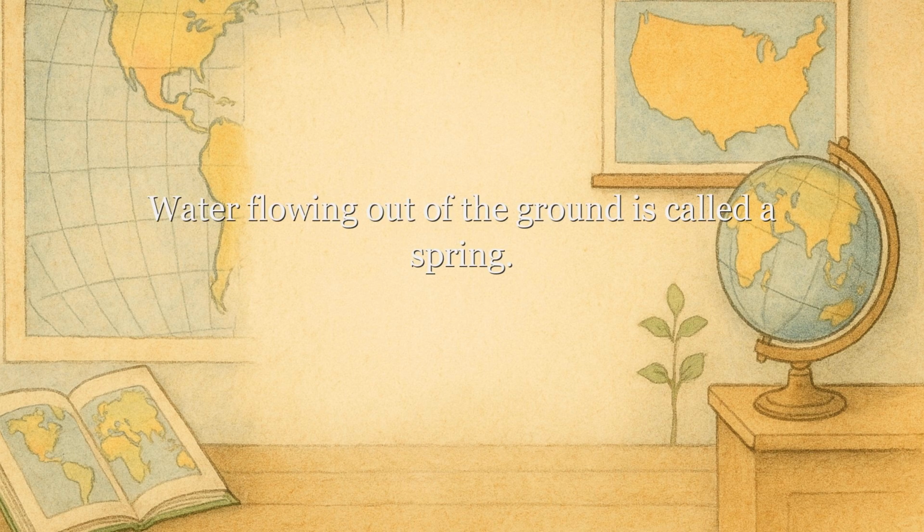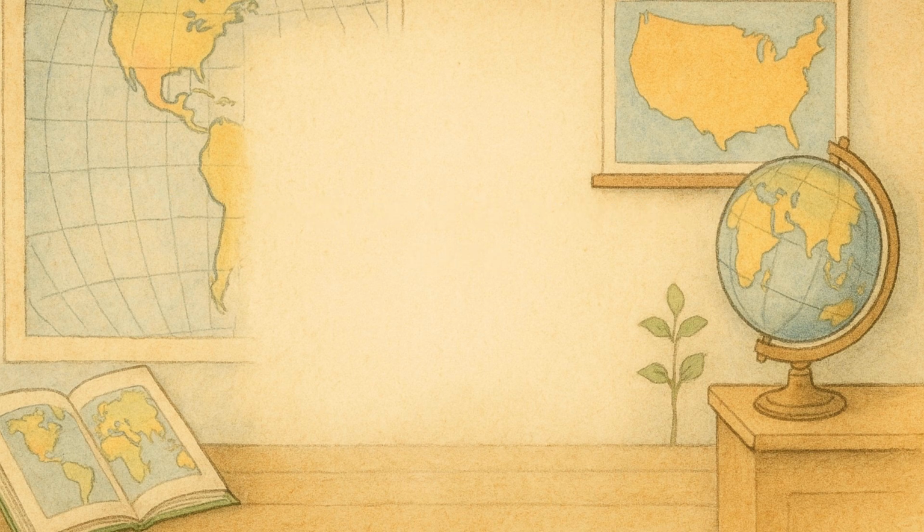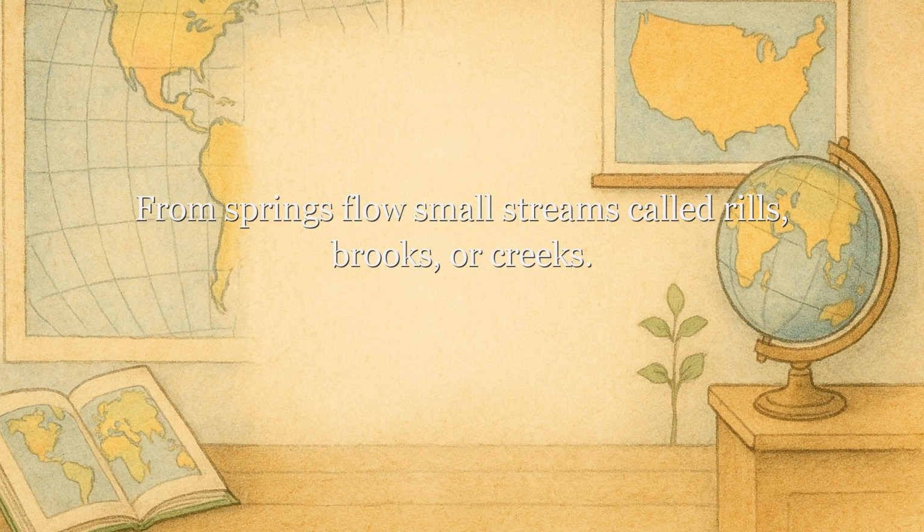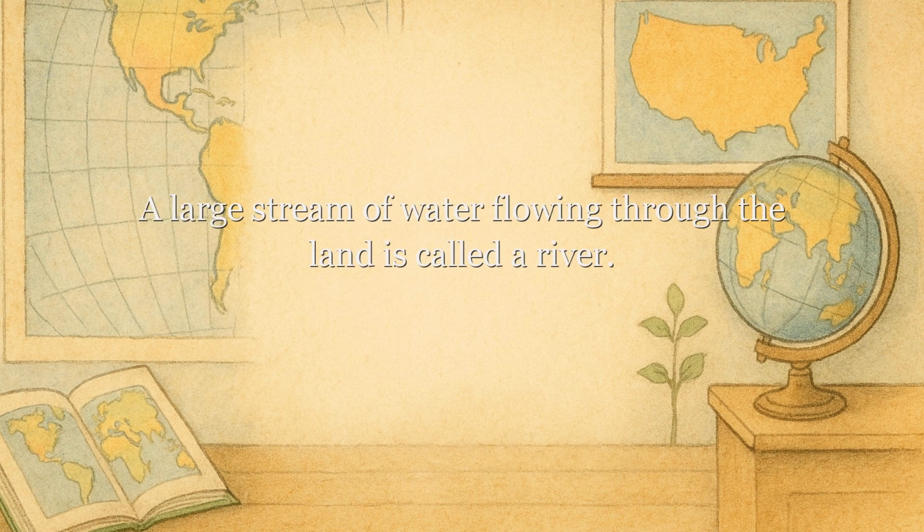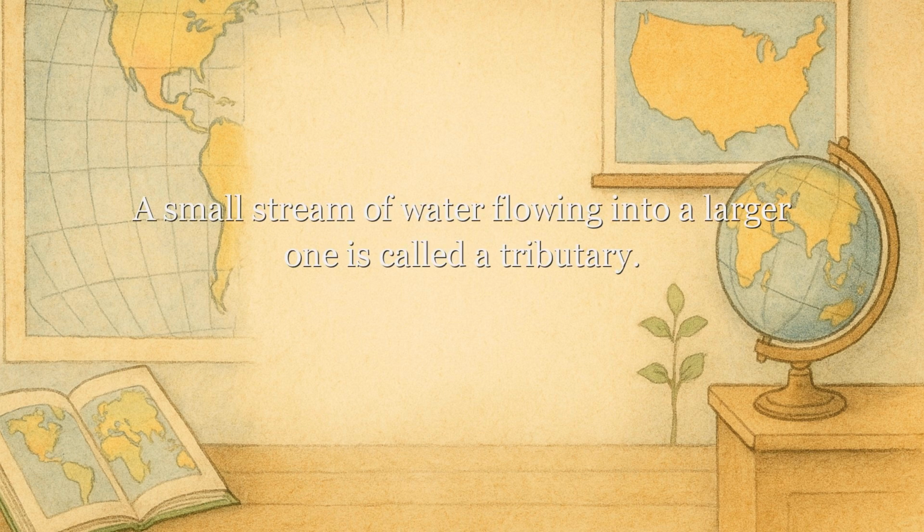Water flowing out of the ground is called a spring. From springs flow small streams called rills, brooks, or creeks. A large stream of water flowing through the land is called a river. A small stream of water flowing into a larger one is called a tributary.